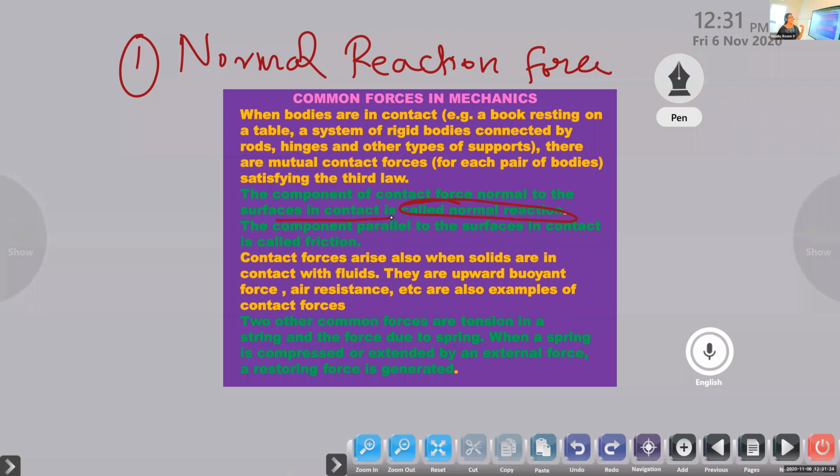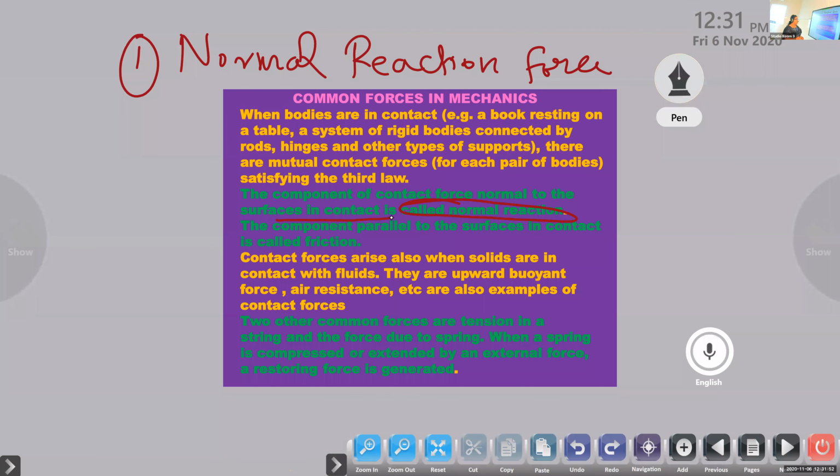Okay, so one of the common forces which can act like a concurrent force is the normal reaction force. How does it act? It always acts normal to the surfaces, meaning perpendicular. Normal reaction force will always be acting perpendicular to the surface. In other words, gravitational force is pulling you downward, and normal reaction is the force acting on you upward.